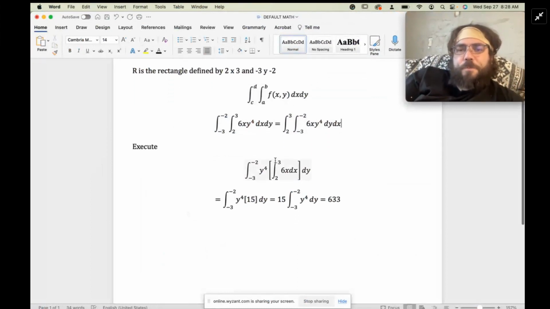You see when I put these in here, the y to the fourth power is not included with the dx. So that's considered a constant in relation to this integral. So that gets pulled out, and that's going to stay with the dy here. Then I integrate that, I get 15. Now the 15 is a constant because that's not related to the y. I can pull that out. Then I'm just left with the integral of y to the fourth. And then that times 15 is 633.